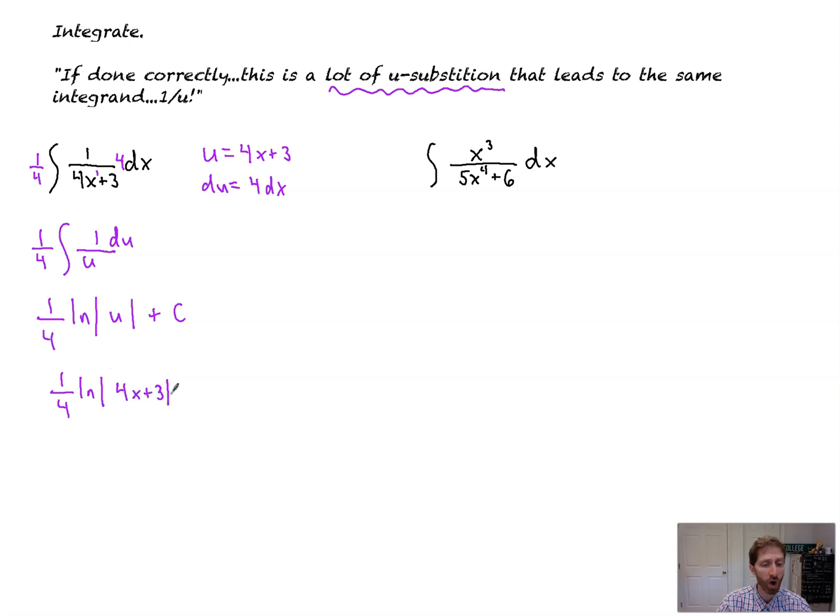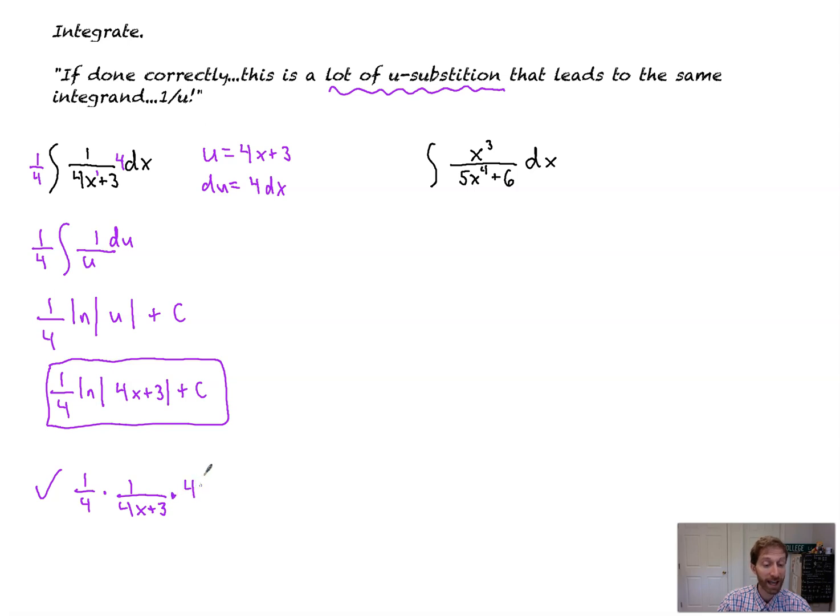Now, I want you all to check your answers by taking the derivative. It's very important because you're going to do 2 things. 1, you're going to check your answer. 2, you're going to be reviewing the derivative of the natural log, which we just learned in the previous lesson. So that would be 1/4 times 1 over stuff d stuff.